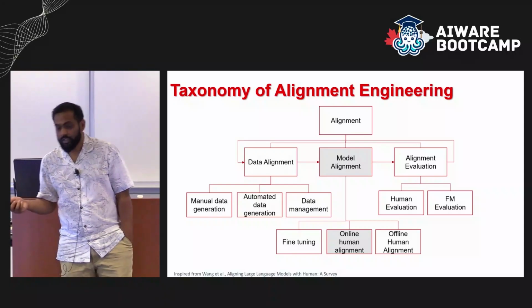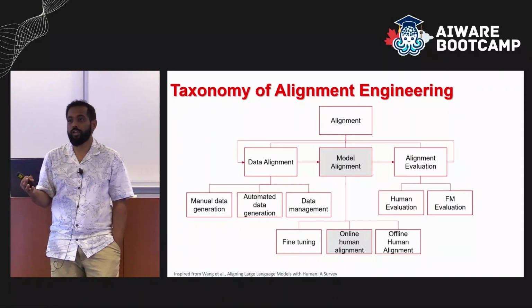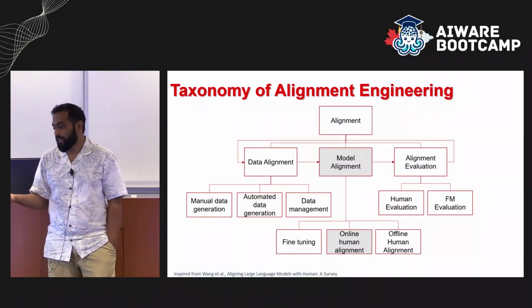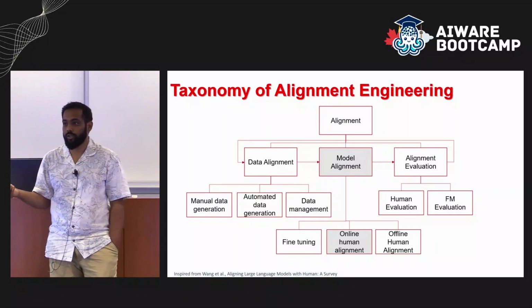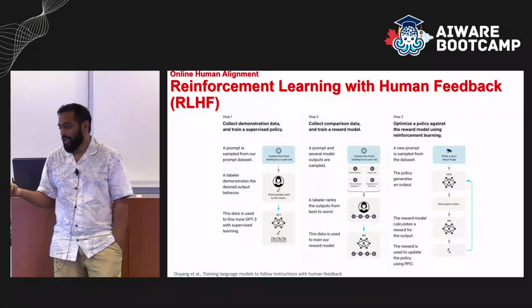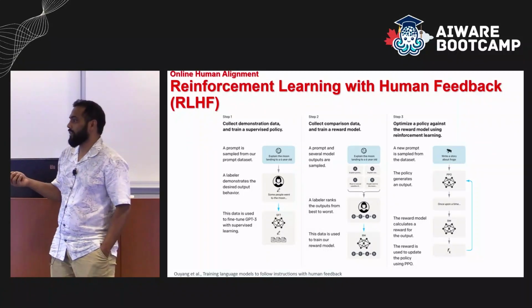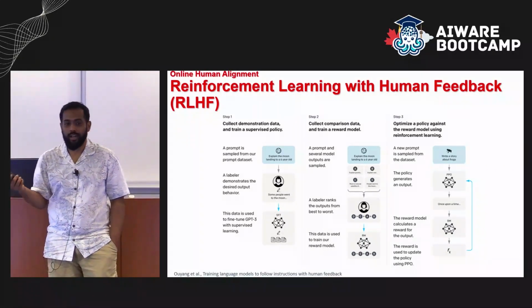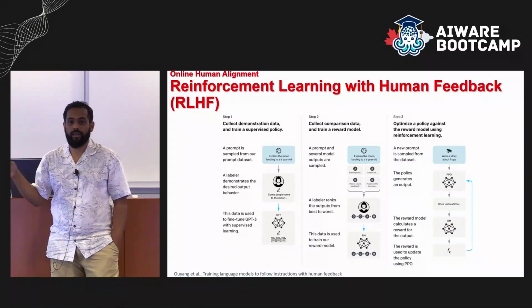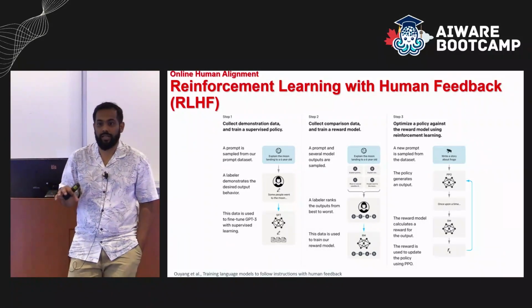So the fine-tuning techniques are usually used to teach a model a new task, whereas the online or offline alignment methods are usually to teach a model how to behave. What it encompasses usually is something called preference tuning, and reinforcement learning with human feedback was once again the method that kick-started this FMware space.